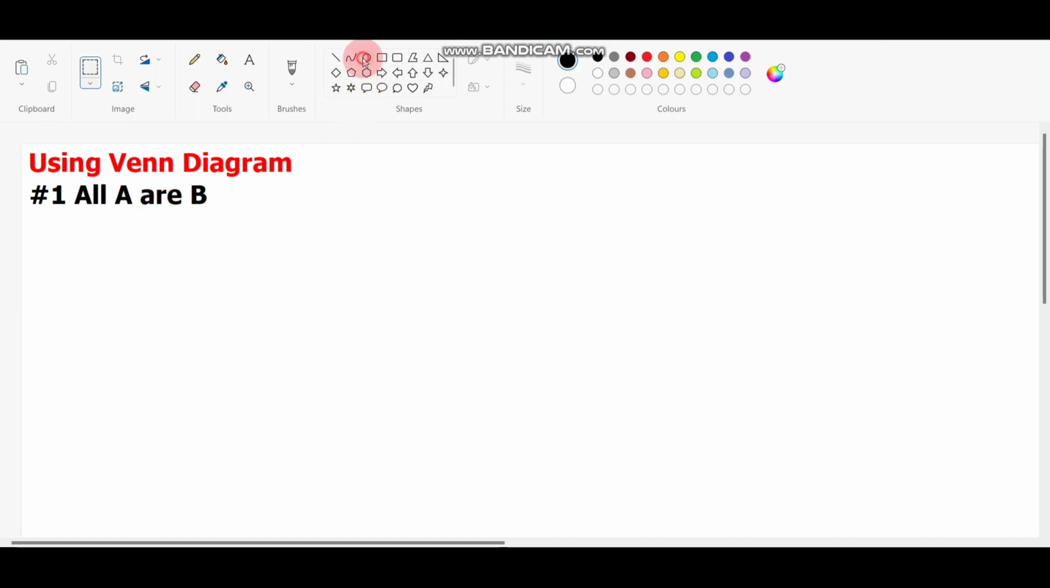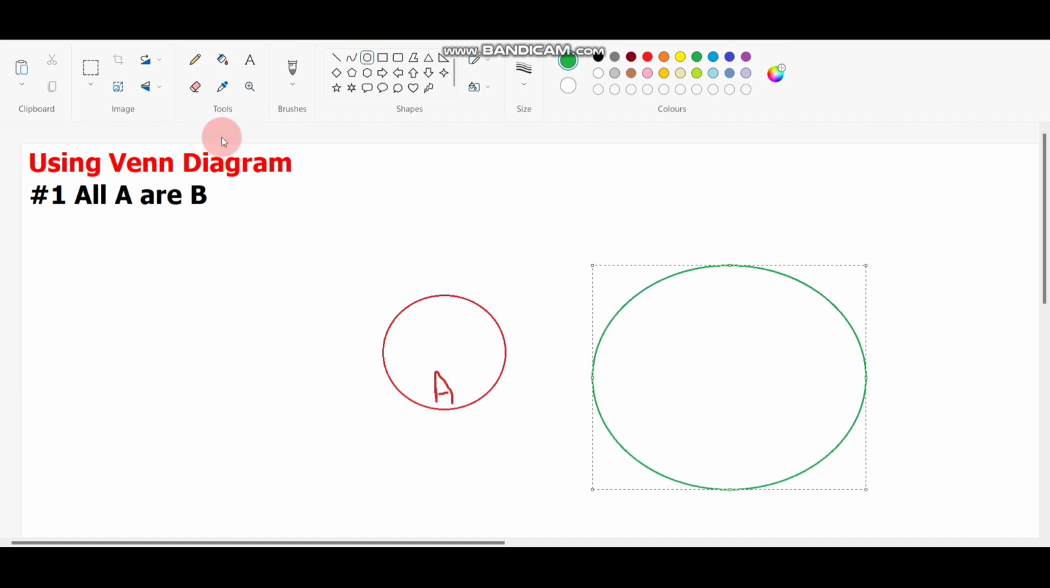So how to draw the Venn diagram of all A are B? So suppose this is a circle, and this circle is indicating A. Now I'm going to draw another circle, and another circle I'll draw in green. Suppose this is the other circle, and this circle is B. This circle is indicating B. Okay. So how to draw the Venn diagram of this all A are B?